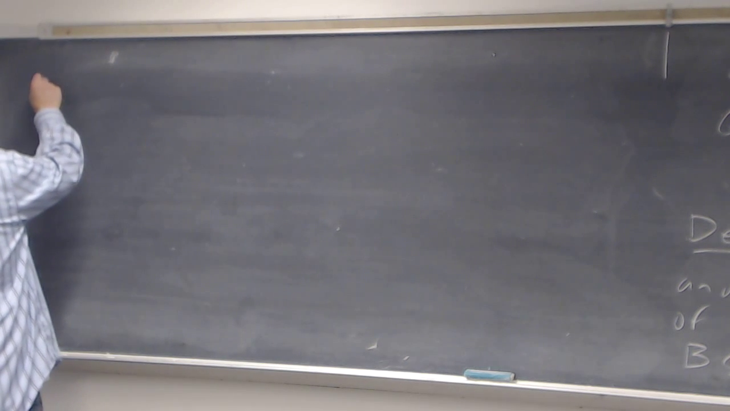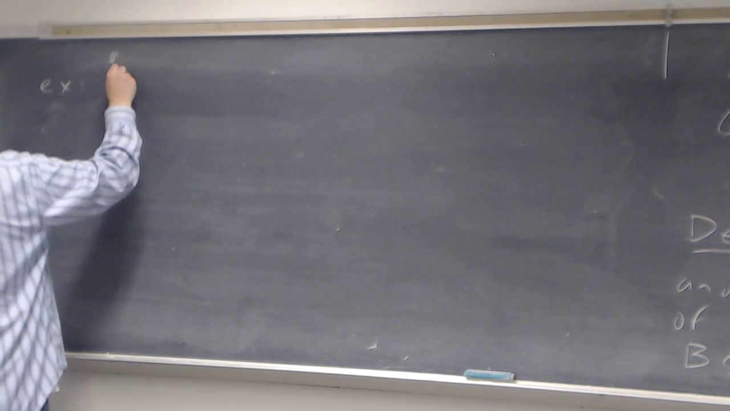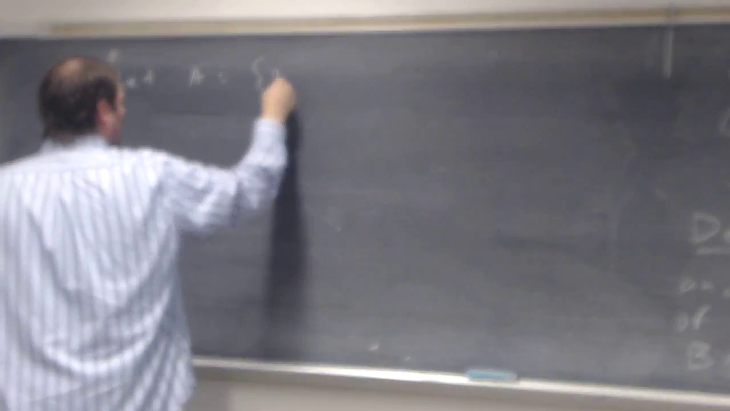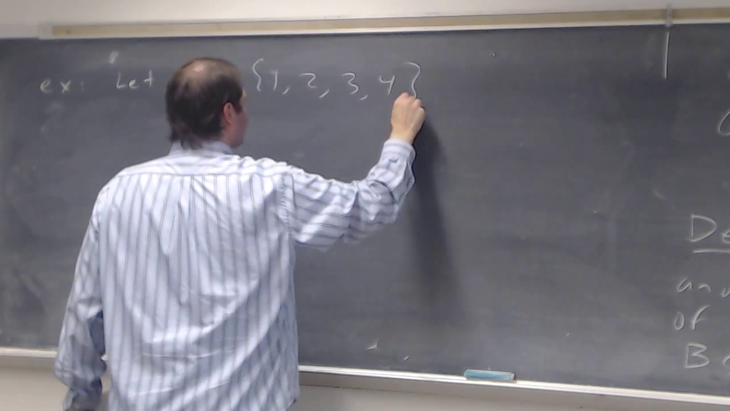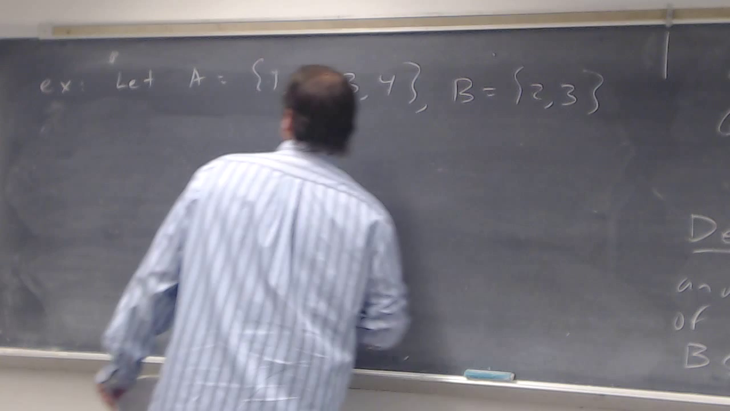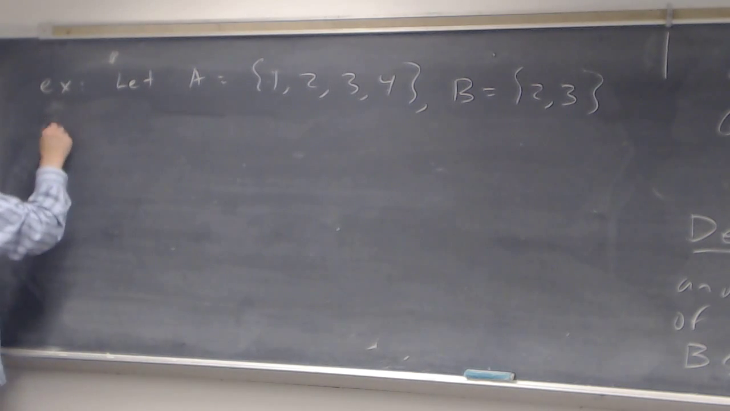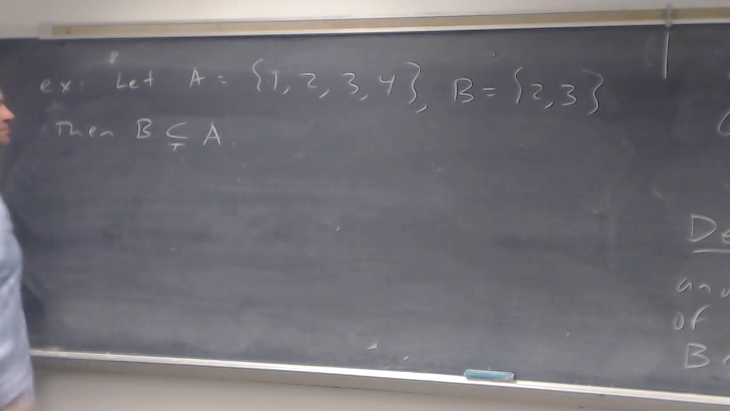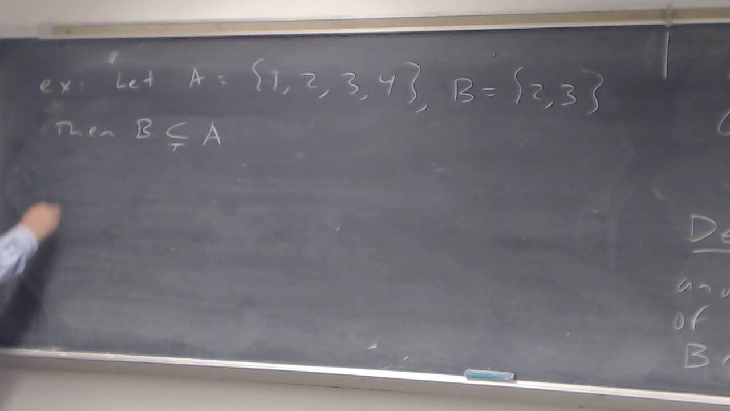I would like to look at an example of proper subsets. So let A be equal to 1, 2, 3, and 4, and B equal to 2 and 3. And B is a proper subset of A, because everything in B is in A, but A's got something that isn't in B.